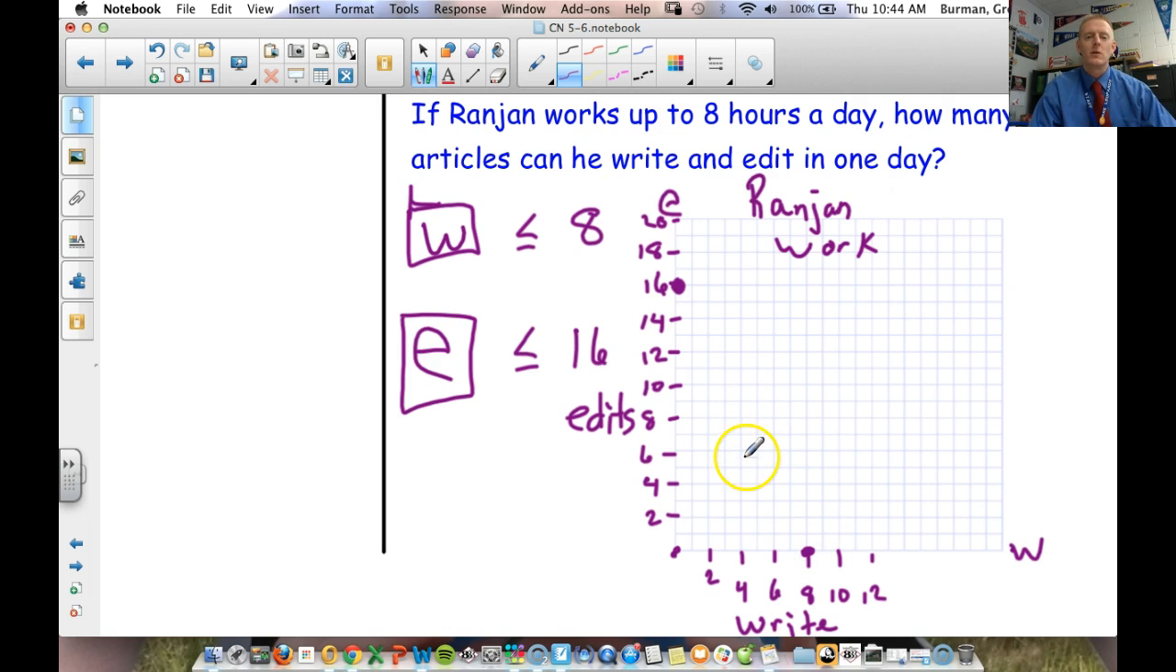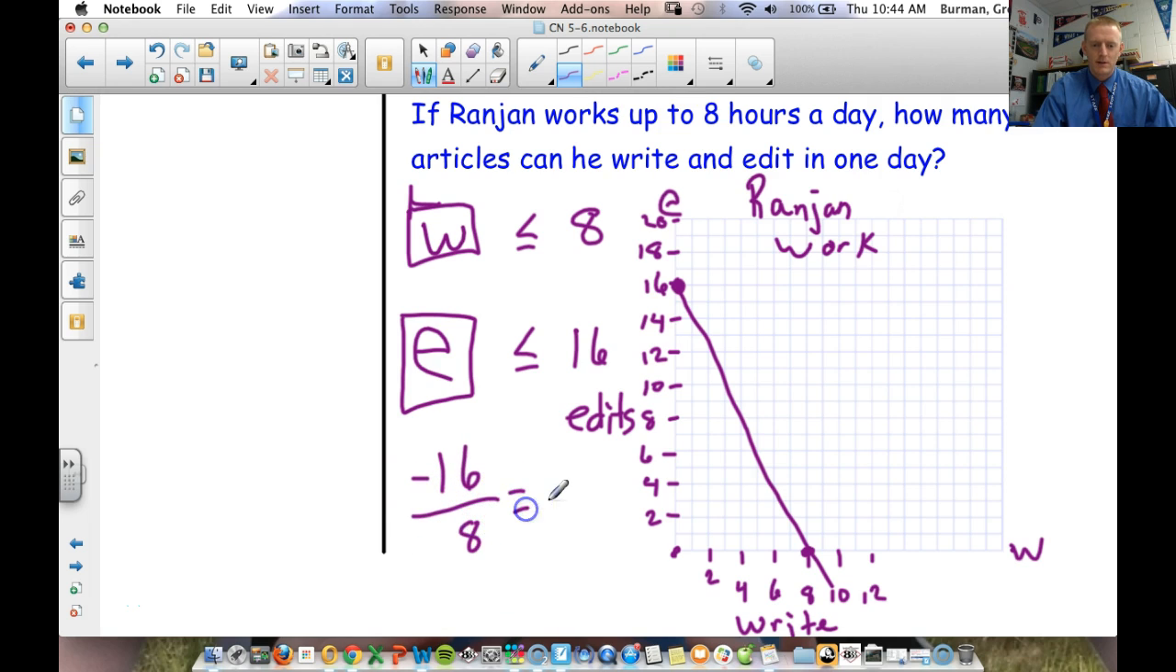Now we're going to connect these dots and figure out what our slope is, hopefully, from those points. So if we went down 16 to the right 8, down 16 to the right 8, that would be a slope of negative 2, right? So we have a negative 2w plus 16. So edits is less than or equal to negative 2w plus 16. That would be our inequality.